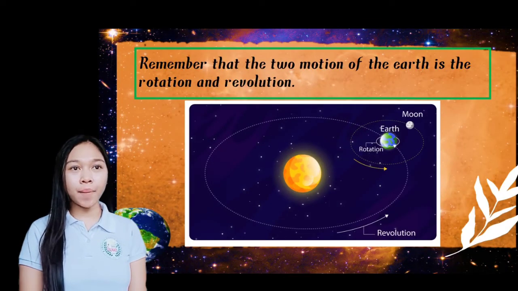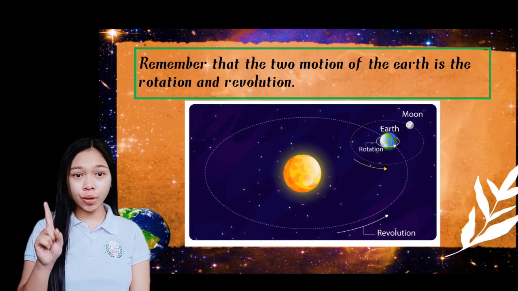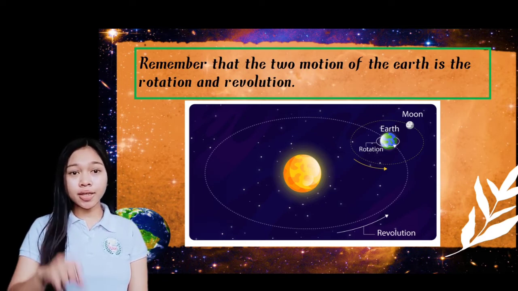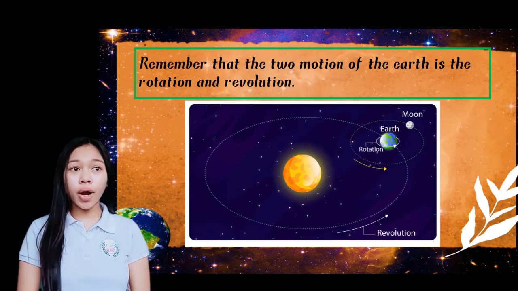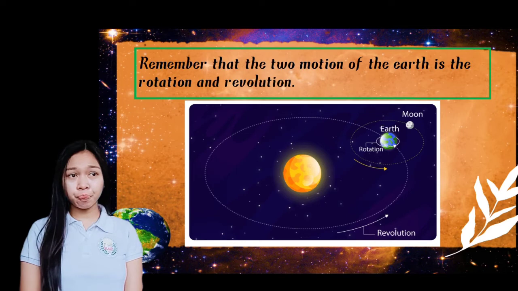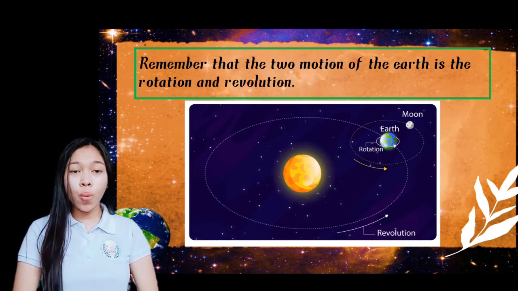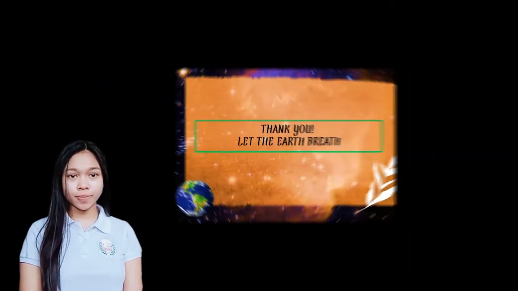As we end our discussion of our topic, we want you all to remember that the two motions of the Earth are the rotation and the revolution, wherein the rotation is the rotation of the Earth on its axis, where there is no change in its position or in its location, while revolution is the rotation of the Earth around the Sun, where there is a change in its position or in its location.